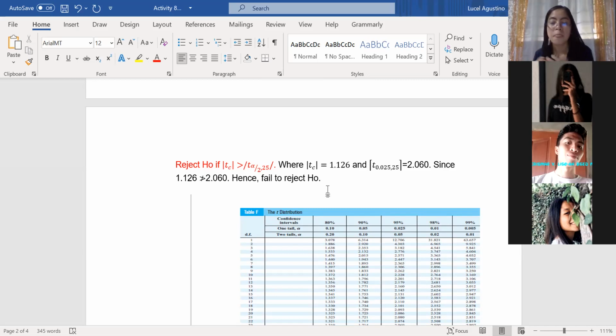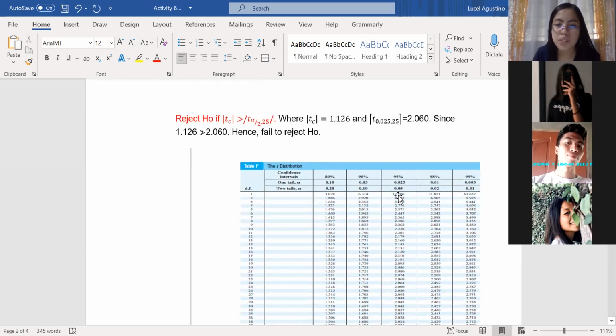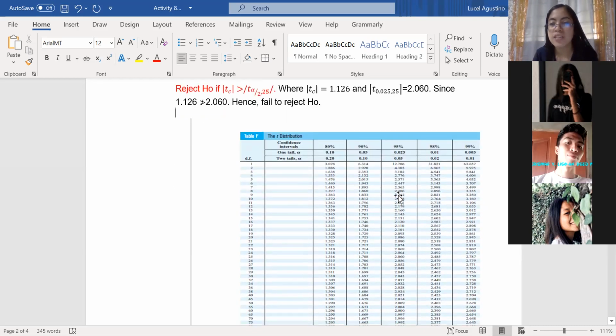So we can base our decision making where T computed is 1.126 kay absolute value. And then our T alpha, so 0.05 divide 2 kay two-tailed man ta. So 0.025, and then our DF or degrees of freedom is 25. So tanawon nyo na siya sa table, ara siya sa atong textbook sa table F.